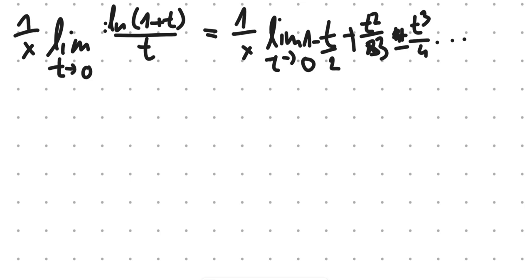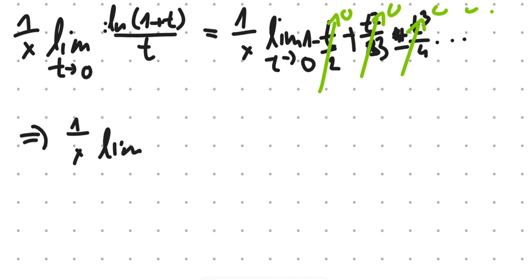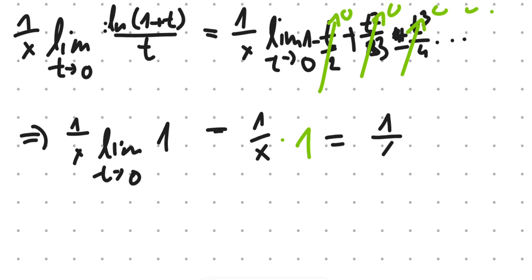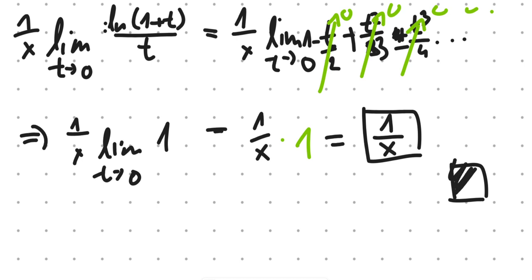Now if we take t equal to 0, every term with t goes to 0, and so on forever, so that only the 1 will exist, which means the limit as t approaches 0 is just 1, the constant itself. Since 1 times something is the something itself, we have 1 over x, which means we have proven the formula that the derivative of ln of x is equal to 1 over x.